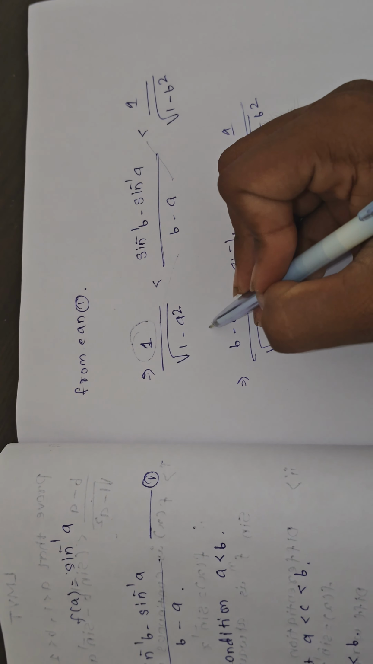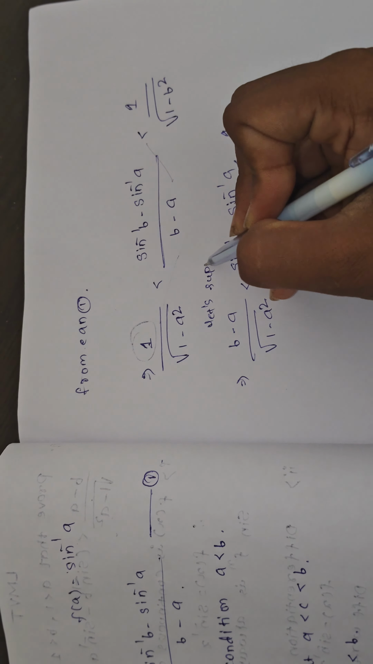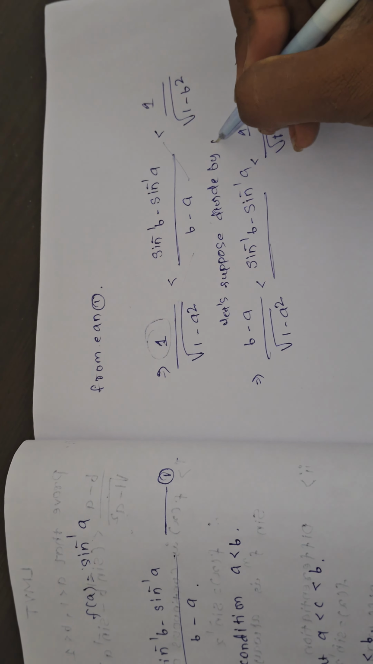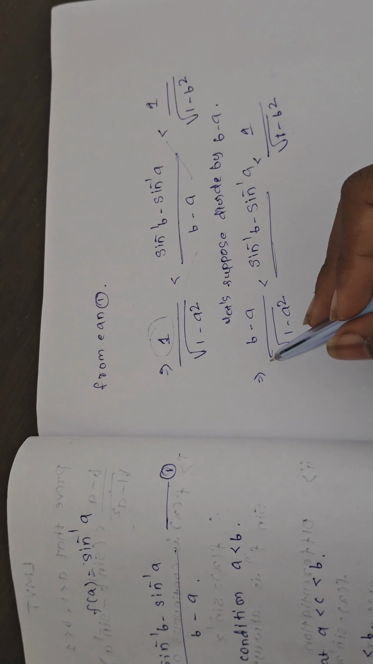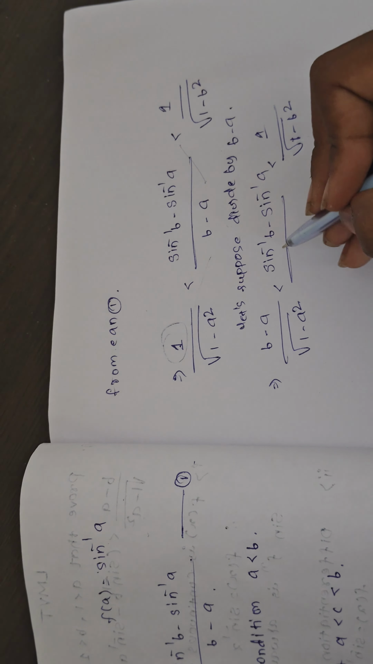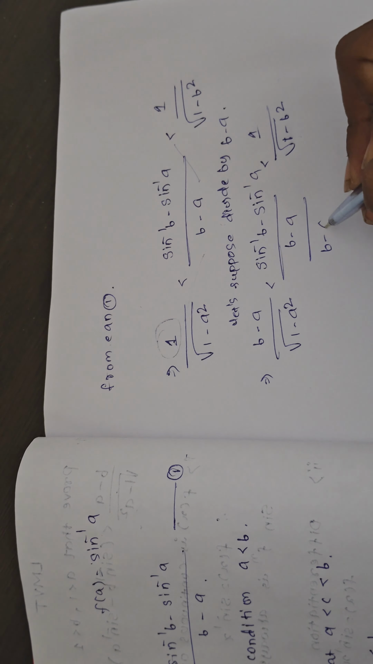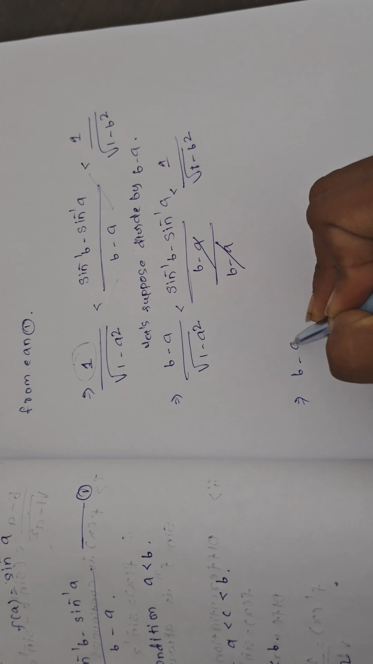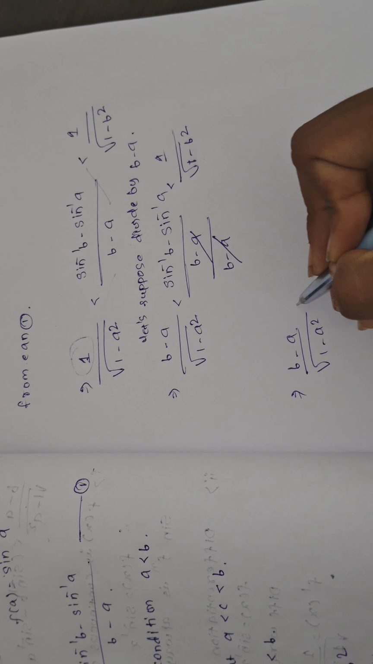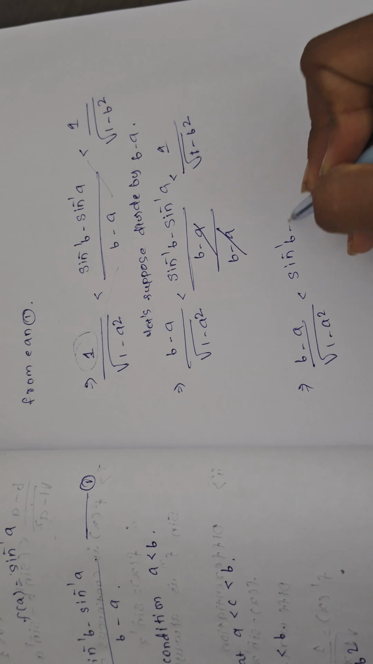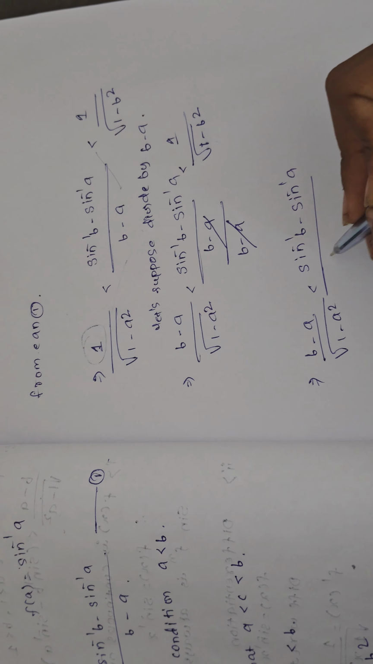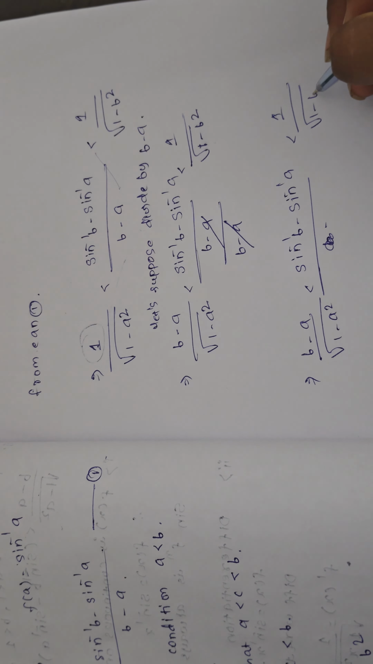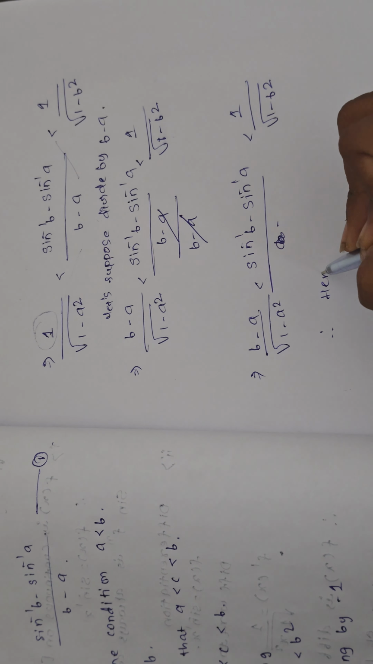Here let's suppose we divide by b minus a. Here we will get b minus a, and here we will get b minus a by b minus a, so these will get cancelled. So the remaining answer will be b minus a by under root 1 minus a square, less than sine inverse b minus sine inverse a, less than b minus a by under root 1 minus b square. Hence proved.